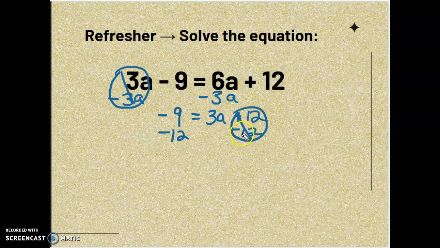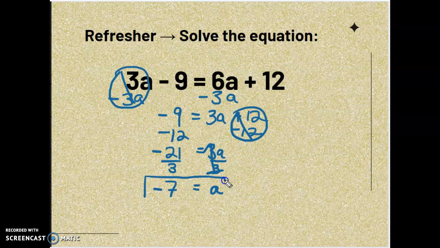That zeroes out and leaves me 3a on the right. Combine like terms, negative 9 plus negative 12 is negative 21. And I further isolate the variable by dividing by the number in front of the variable. So in front of a is 3. I'm going to divide both sides by 3. That changes to a 1. 3 divided by 3 is 1, leaving me a single variable a. And negative 21 divided by 3 is negative 7.